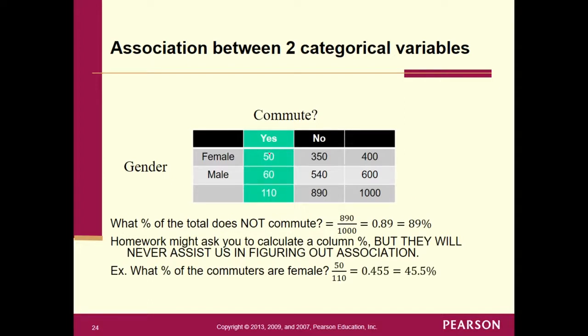Okay. So here we have 110, right? Out of that group of 110, we got 50. I think if you figure that out, that's 45.5%. Okay. Again, a homework thing. There is some value in it, okay, but answering the question, are these two variables associated? Always rows, rows, rows.